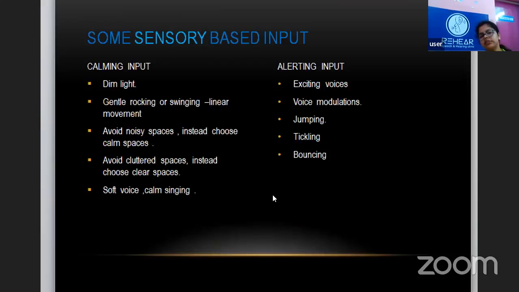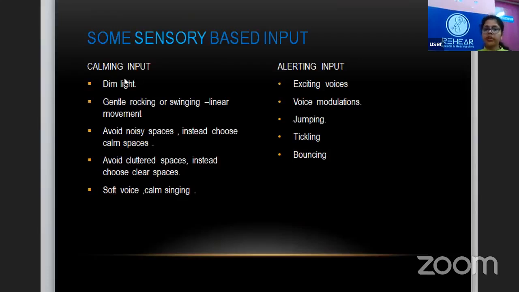So basically, these are some sensory based inputs you can use in your therapy session. Some calming input, like dimming the light. Environment is most important for a child's regulation, so you need to work on this also. Modulate your voice. Calming input is basically needed in high arousal kids. That means the kids are overactive, constantly on the go, the seekers.